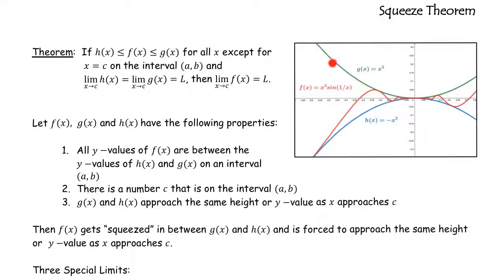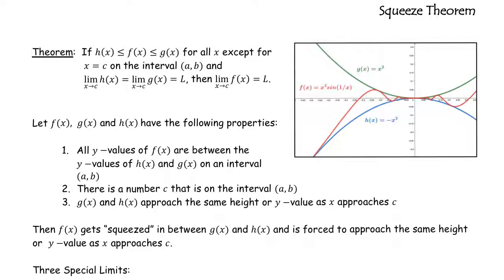So for example, here's my g of x. Right here is x squared, in green. In blue is negative x squared. So here is my blue function, here is my green function. And my f of x is x squared sine of 1 over x. Well, for all values of x, this red function is always going to be in between the blue and the green function. So if I'm looking for a limit that's just not calculable, let's say if I was trying to find the value of f of 0, I'm not going to be able to find that. So what I'll use is the squeeze theorem.